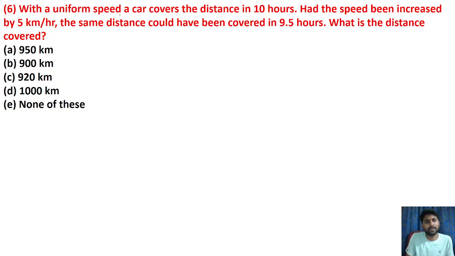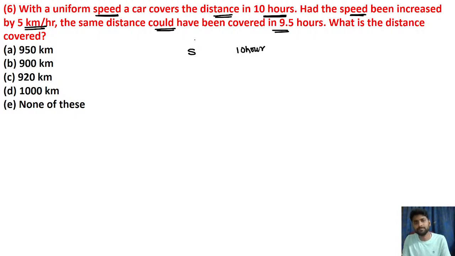See the next question. With a uniform speed, a car covered a distance in 10 hours. Had the speed been increased by 5 km per hour, the same distance could have been covered in 9.5 hours. What is the distance covered? Now see, here initially speed is s. It takes 10 hours. Clear? Here the information is speed, here the information is time, here the information is distance. Here the distance is d. I just consider t. If the speed is increased to s plus 5 km per hour, now it takes 9.5 hours. Now again the distance is constant.